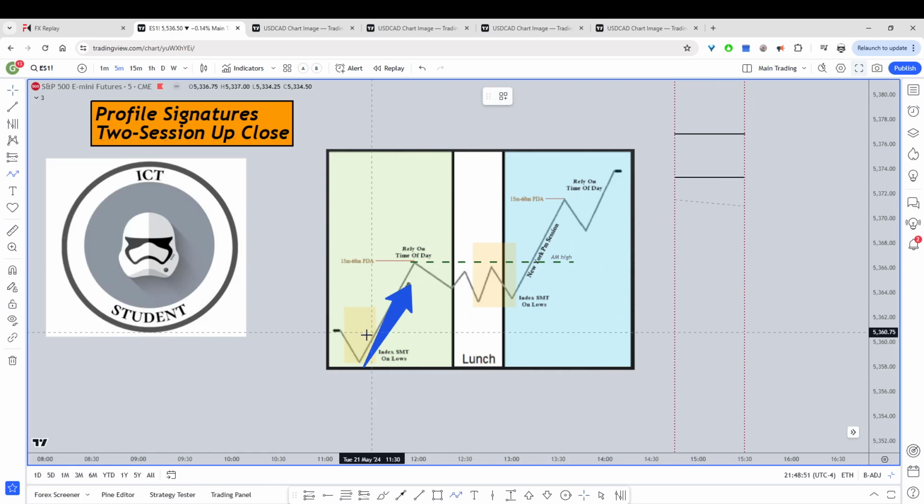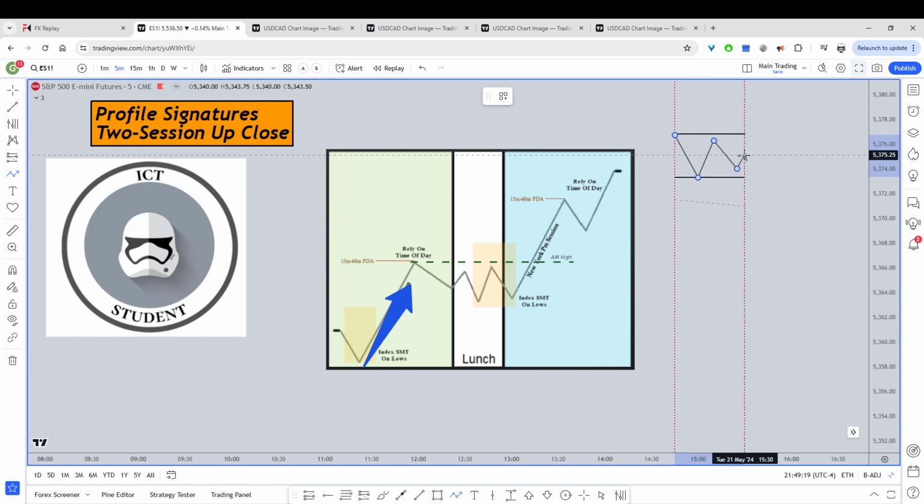Given that your AM session was a rally, or at least I should say it's not a decline. If the AM is not a decline, then you are fairly confident that it could be a rally. So long as it's not a decline, then in the lunch range, you'll have one of two things happen. Some high, some low created at that time.